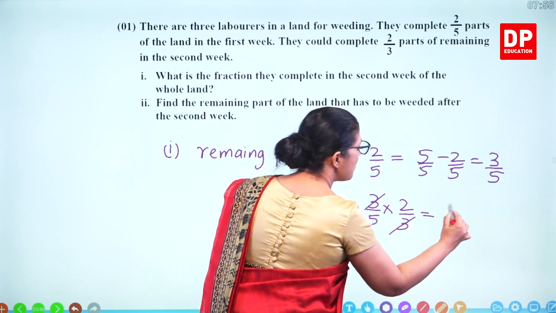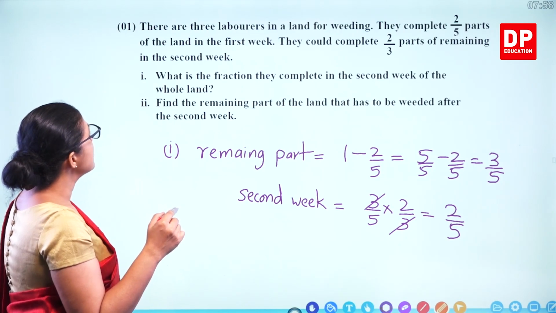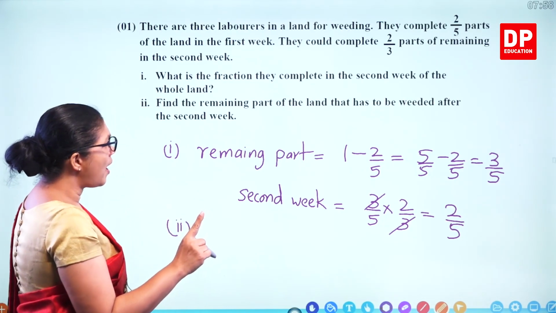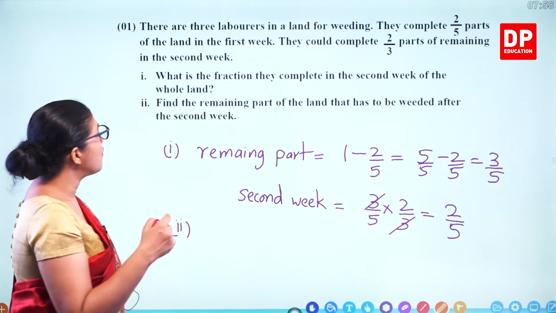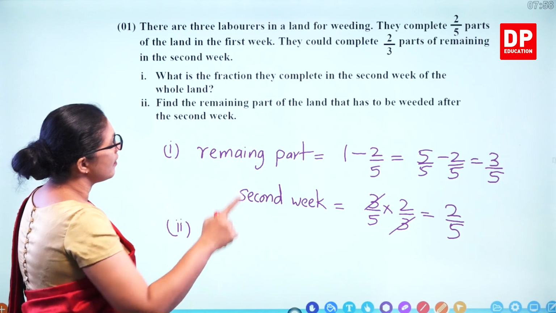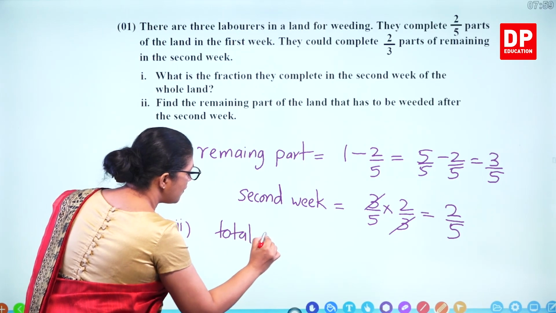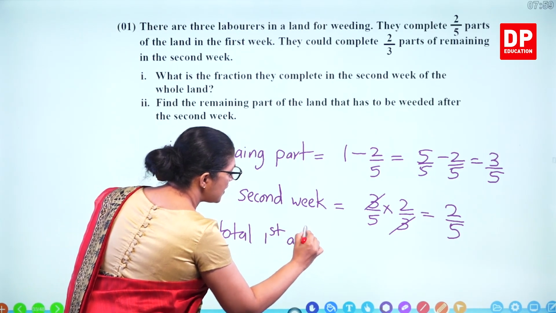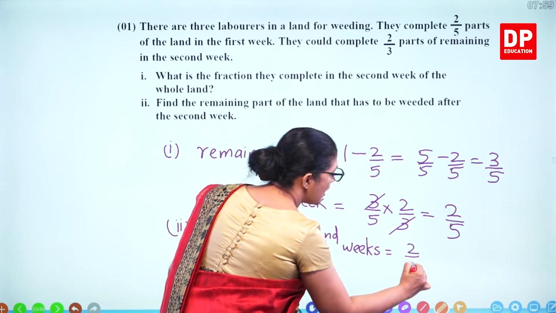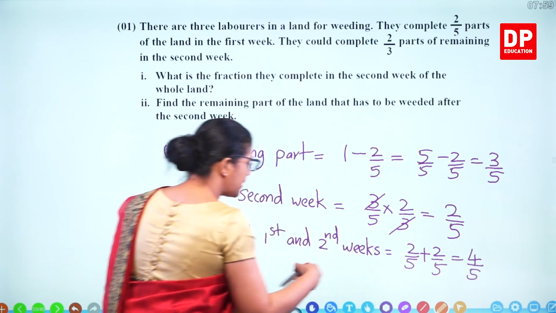3 get cancelled out. That means 2/5 of the whole part. So what is the fraction they complete? 2/5. Then the second part says find the remaining part of the land that has to be weeded after the second week. So 2/5 already done first week and 2/5 second week. So the total for the first and second weeks, 2/5 and 2/5, that's 4/5. So what's the remaining part for the third week?